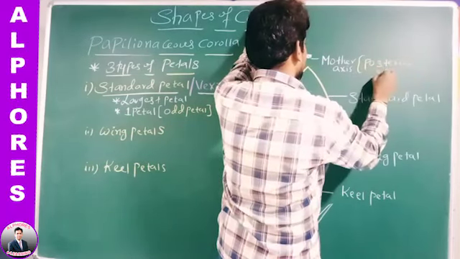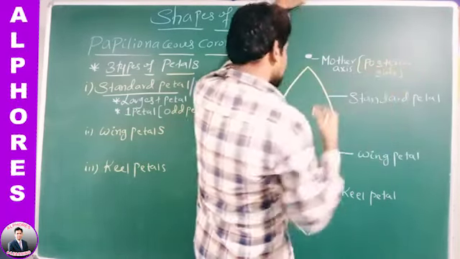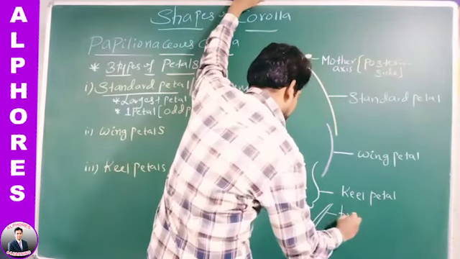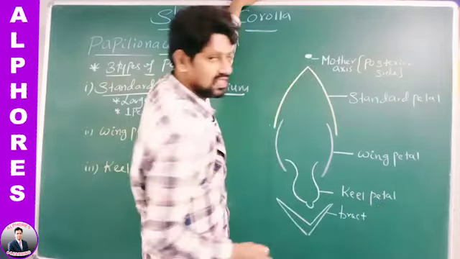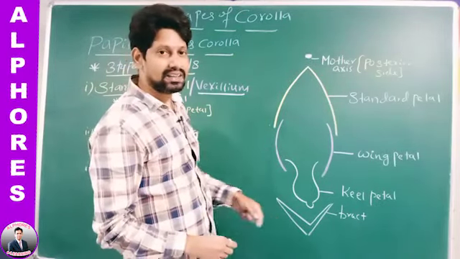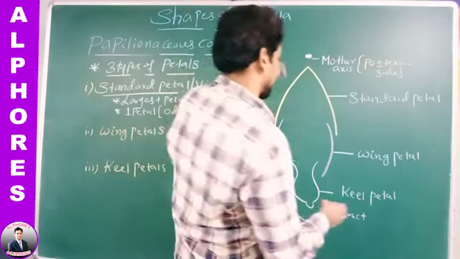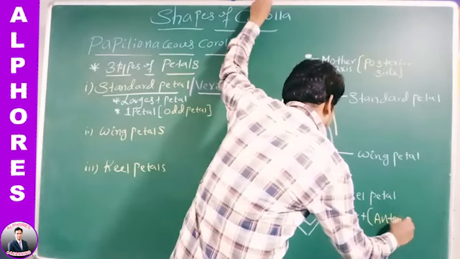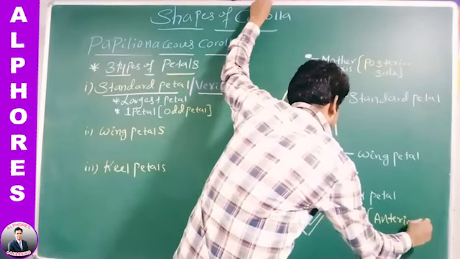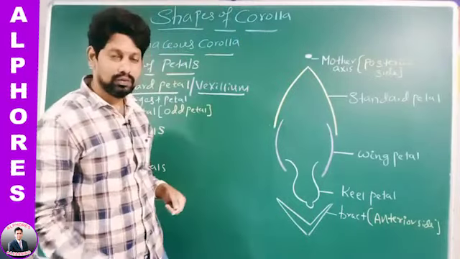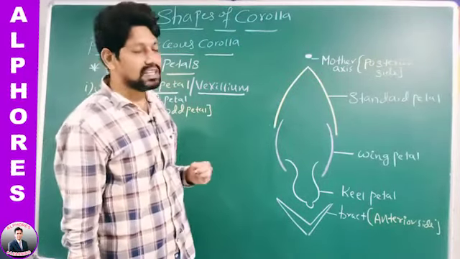Which side, sir? Posterior side. Sir, towards the bract, this is the bract, no? What is this one, sir? This is the bract. Therefore, this bract side is called what, sir? Anterior side. This is the anterior side. Okay, right? Now you see the diagram.